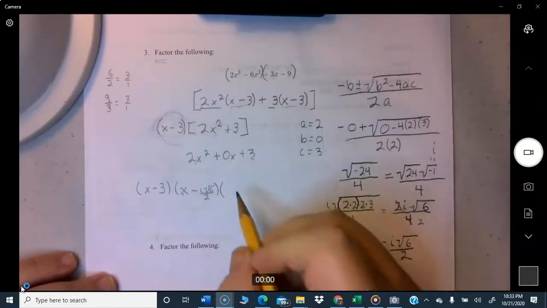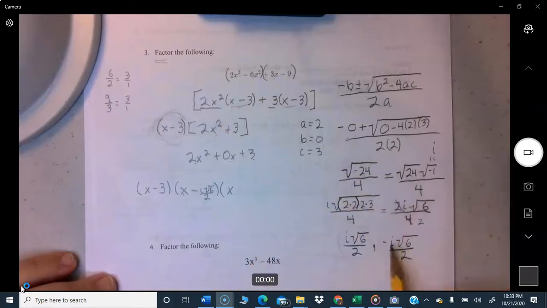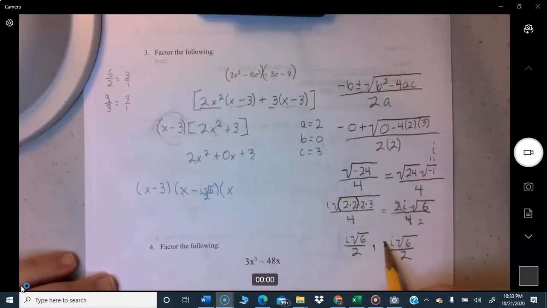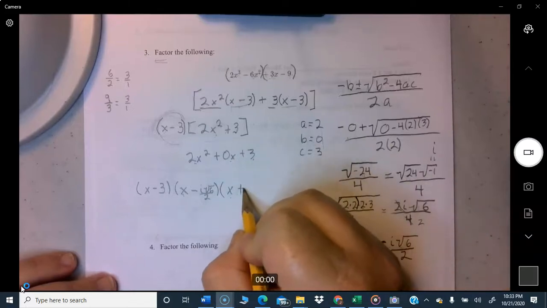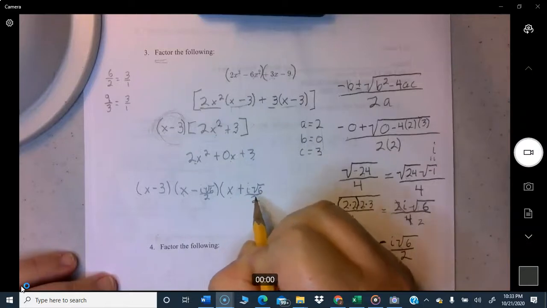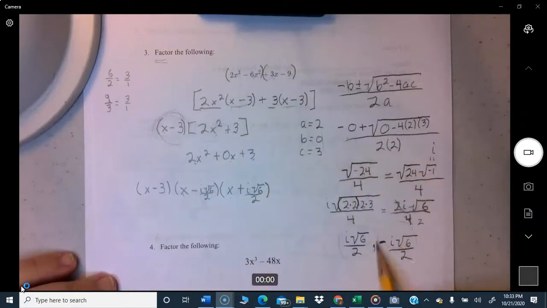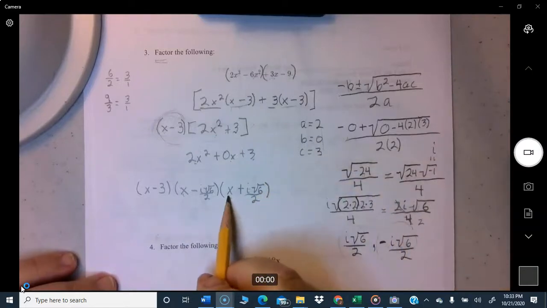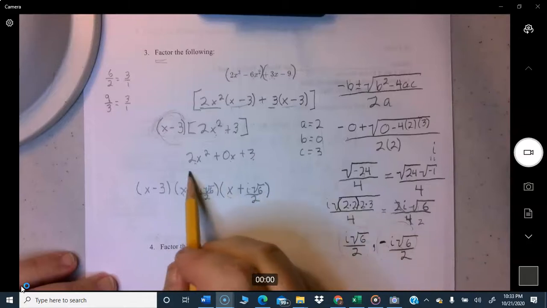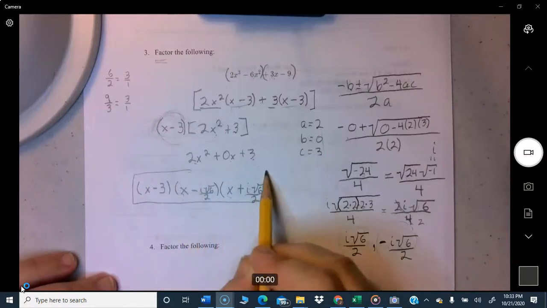Now let's do the same with the other one. If I put that in for x, what does this have to be to make it go to 0? Let me make that negative sign a little bigger. Okay, that would have to be plus i root 6 over 2. So if I put that in for x, negative i root 6 over 2 plus i root 6 over 2 will go to 0. So these are the factors. So this is the final answer.